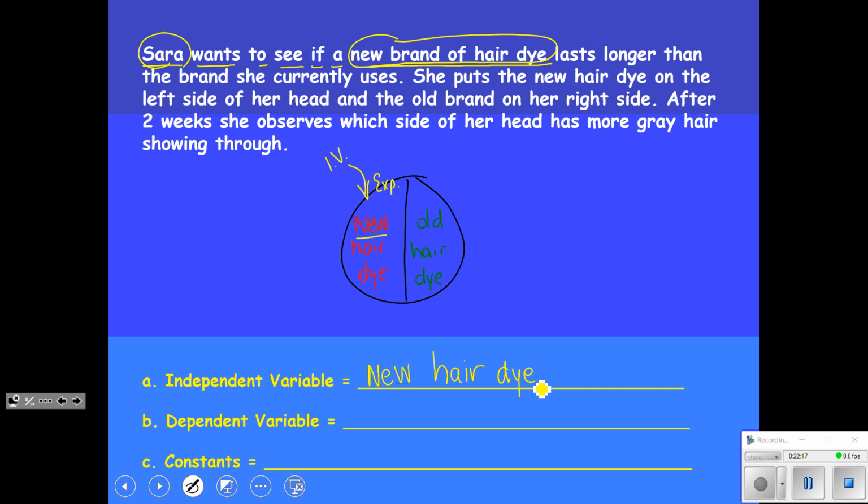All right. Now, dependent variable. What is she testing it for? What are the results she wants to find? So if you keep reading it, Sarah wants to see if a new brand of hair dye lasts longer. That's the results she's trying to figure out. So basically, time is your measurement. You're measuring how long is this dye going to last. So your dependent variable here is time, and you can continue it with time the dye lasts.